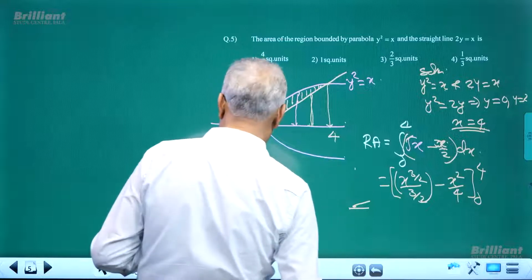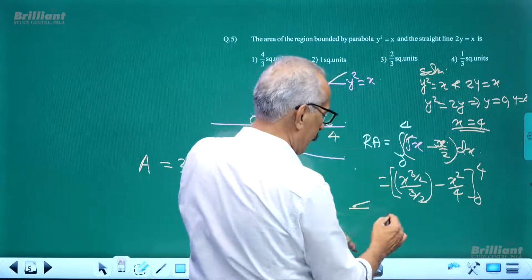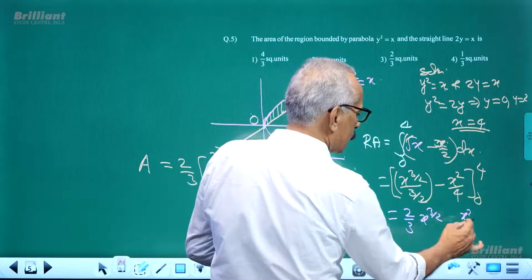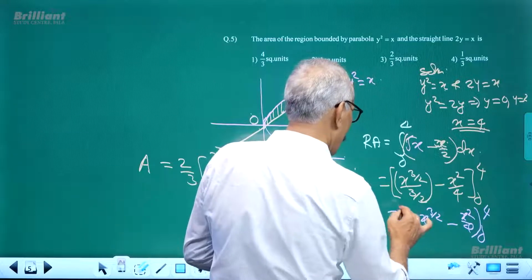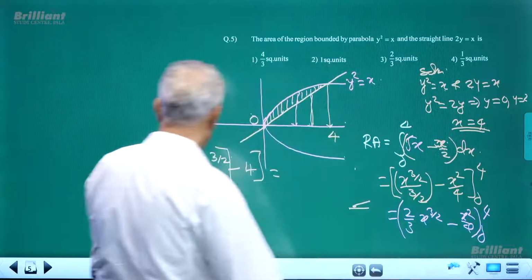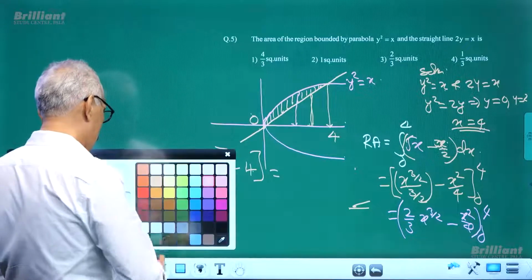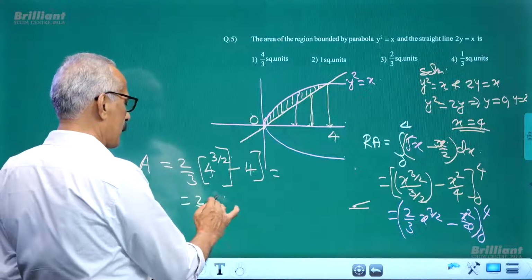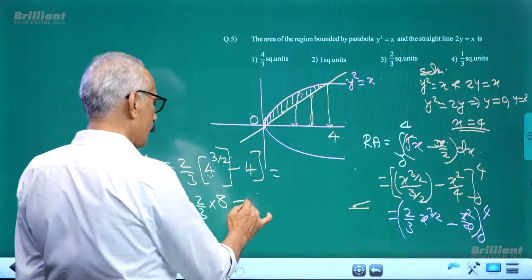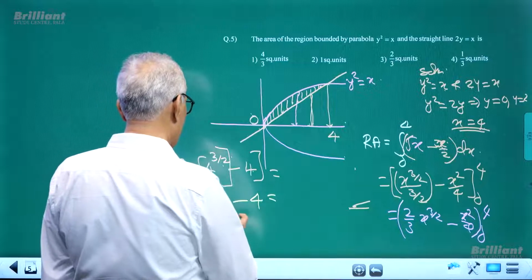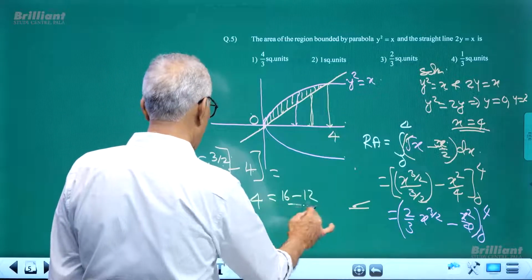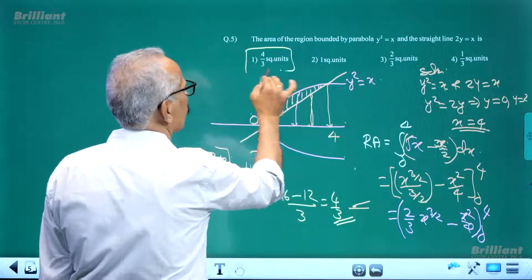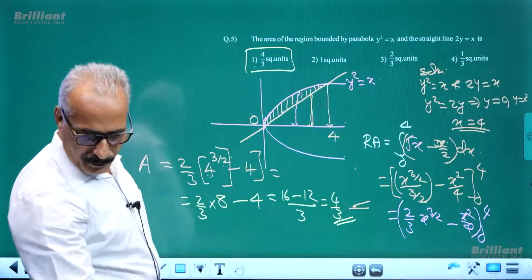Remember that. Actually, this is 2 by 3. This is equal to 2 by 3 into x raised to 3 by 2 minus x square by 4 within the limit 0 to 4. I have taken this 2 by 3, the 4, no, it is only this way. So, therefore, that's correct. This will be 2 by 3 into, this is 8, 4 root 4 minus 4. That means it will become 16 minus 12 divided by 3. That's equal to 4 by 3. Your answer is 4 by 3.